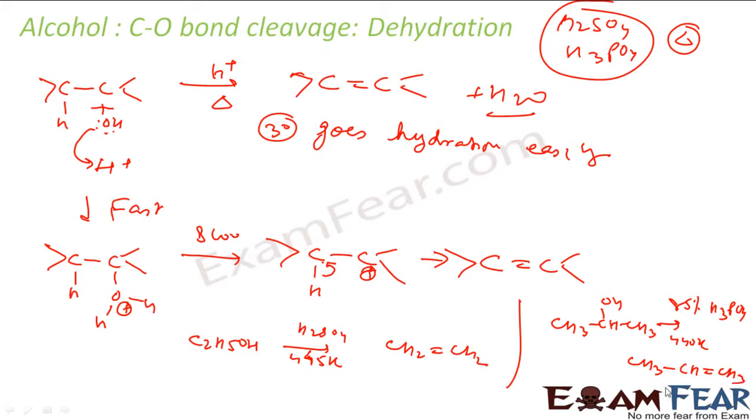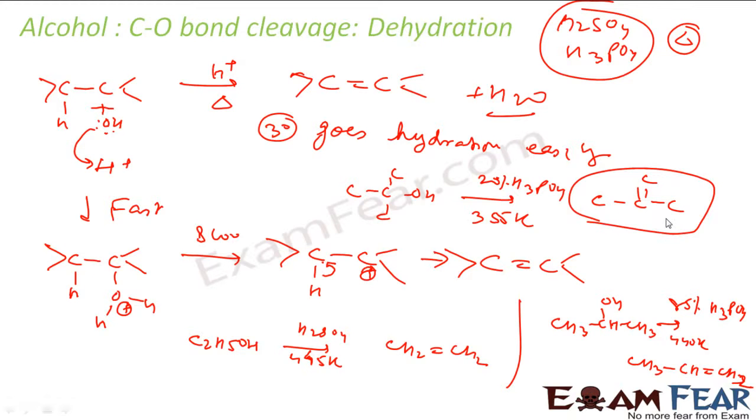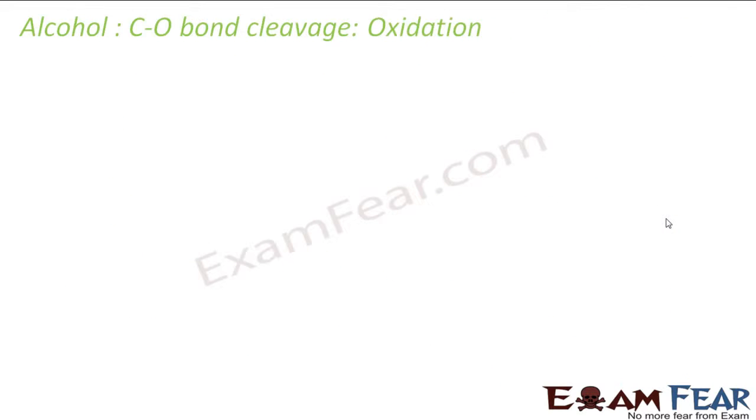If you have a tertiary alcohol, it is all the more simple for you. Example, you have something like this, right? Then you need only 20% H3PO4, you need even less temperature, maybe 355 Kelvin, and you get something like this. Correct. So dehydration is easy for 3 degree alcohol. Now we'll talk about oxidation.